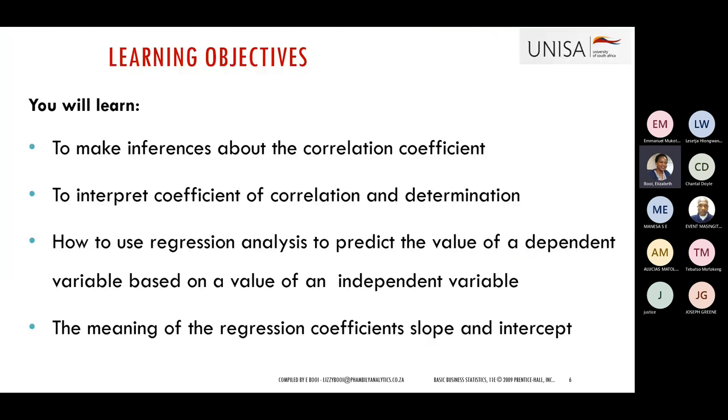By the end of the session today, you should be able to make inferences about the correlation coefficient, which means you should be able to say what it means, to interpret it. You should be able to interpret both the coefficient of correlation and the coefficient of determination. You should know how to build the regression line, and how to use that regression line to predict the value of your dependent variable based on your independent variables. You should be able to interpret and know the meaning of the regression coefficients, such as the slope and the intercept.